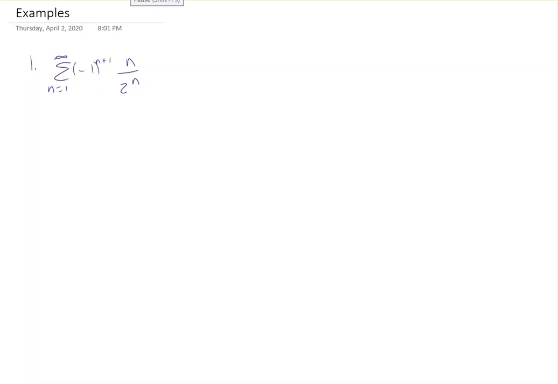So as promised, here are some examples. Example number one, alternating series error bound, right? We're going to figure out how far off we are. So here we have an alternating series. We know it's alternating because it's got (-1)^(n+1). So each n is kind of alternating. It's getting positive, then negative, then positive, then negative.